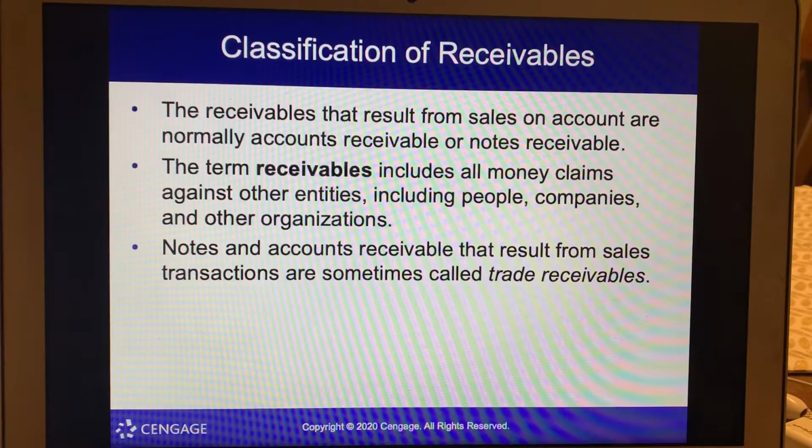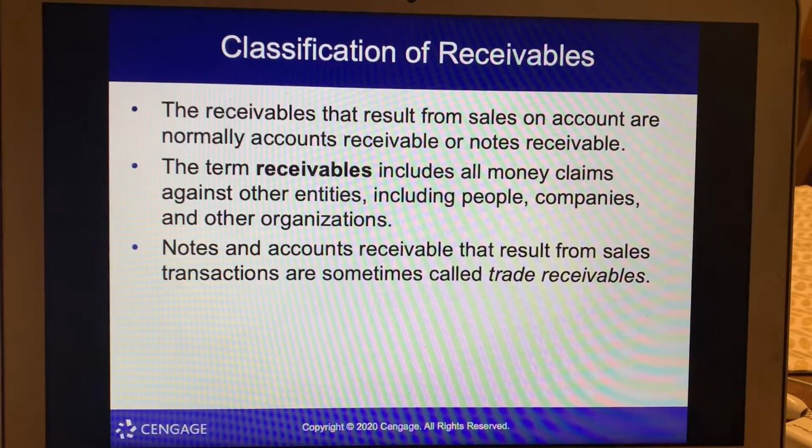The receivables that result from sales on account are normally accounts receivable or notes receivable. The term receivables includes all money claims against other entities, including people, companies, and other organizations. Notes and accounts receivable that result from sales transactions are sometimes called trade receivables.